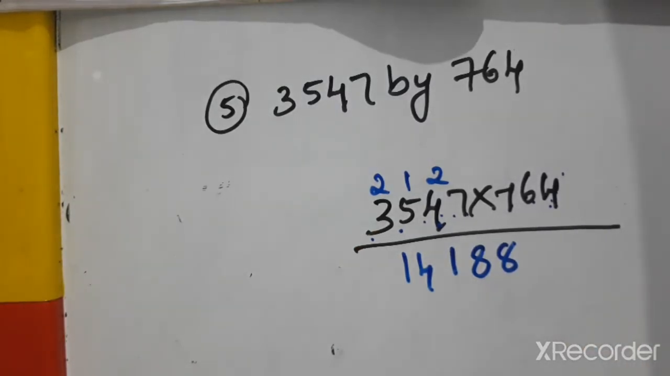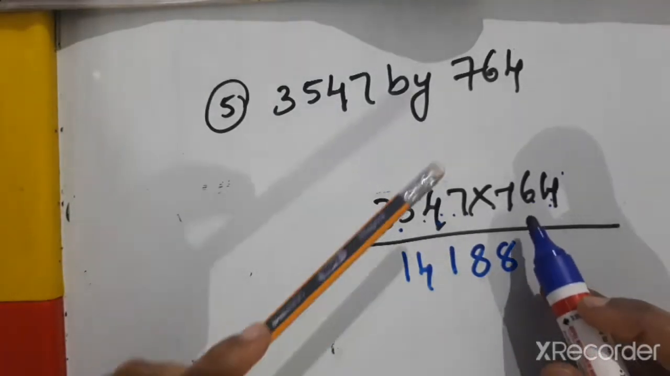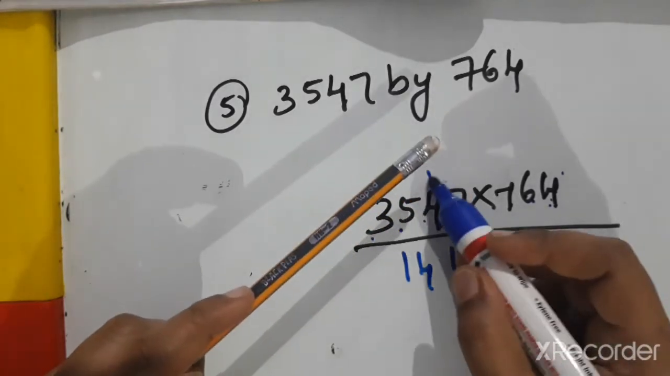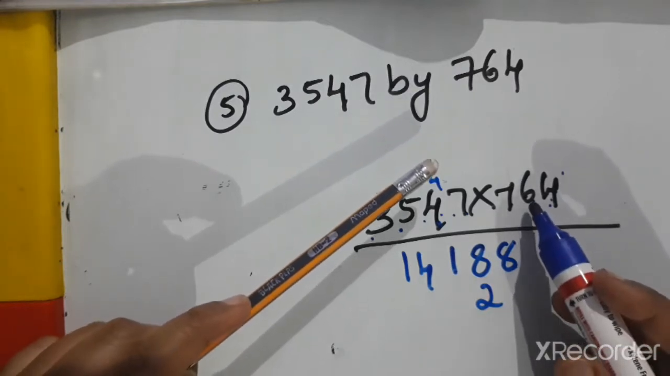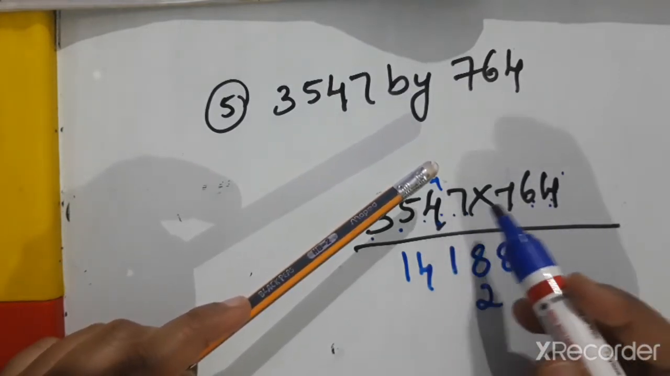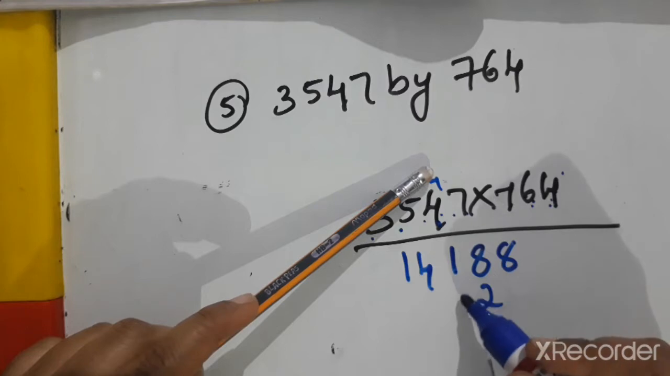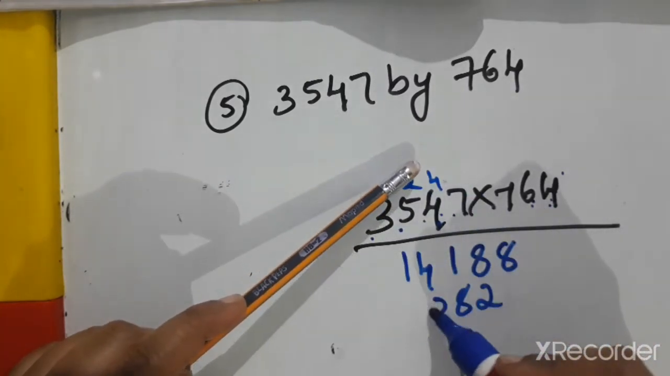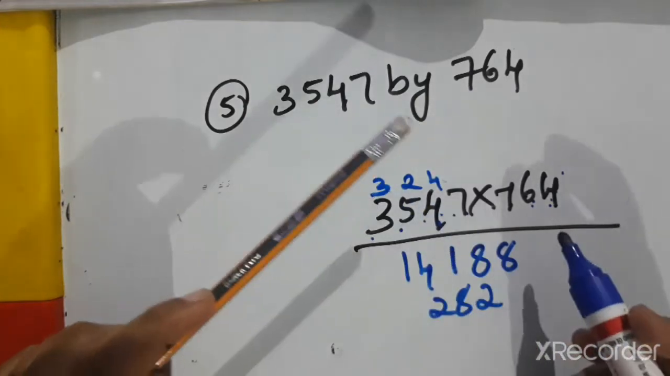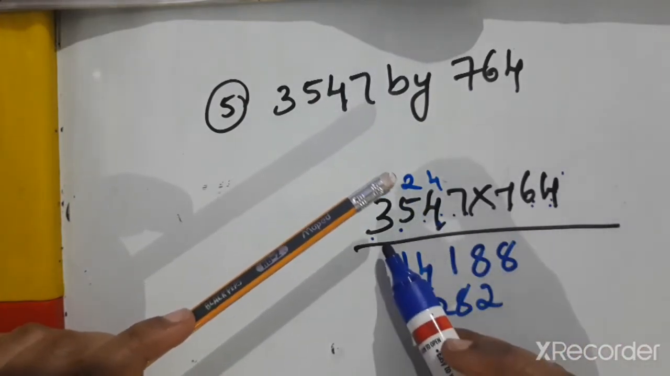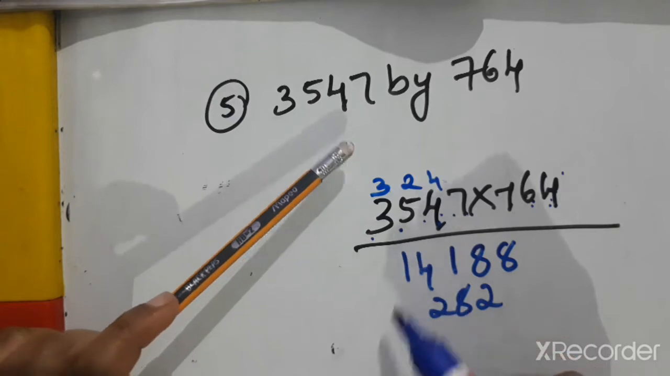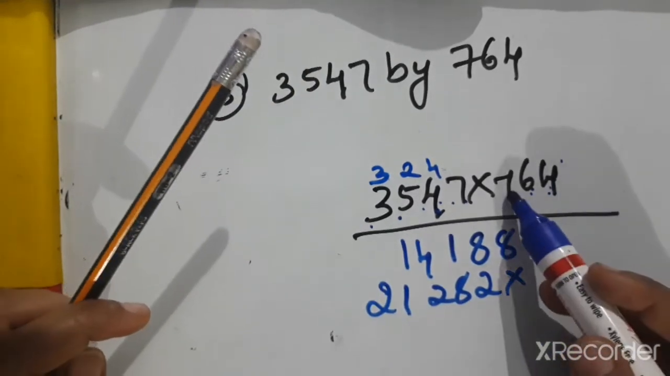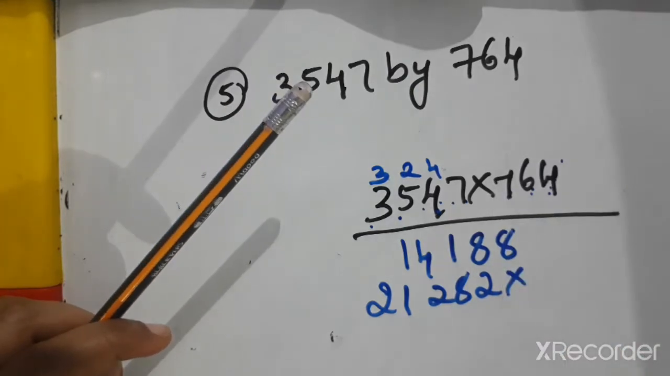Now we have to multiply the second line. 6 sevens are 42, so 2, 4 carry to the next place. 6 fours are 24, 24 plus 4 is 28, 8, 2 carry out to the next place. 6 fives are 30 plus 2 is 32, so 2 here, 3 carry out to the next place. 6 threes are 18, 18 plus 3 is 21. So okay, this place we leave, and now we have to multiply with 7s.